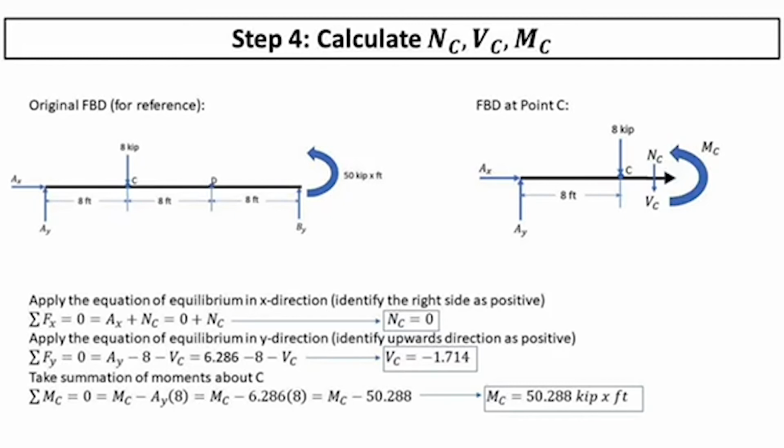So in order to do that, we'll kind of do the same thing that we did with the A forces. So we'll apply that equation of equilibrium in the x direction. So that shows that the NC is actually 0 because all the forces have to equal 0, and Ax is 0. So basically here we're just kind of applying some algebra to figure out the forces. We do the same thing in the y direction to figure out VC, and then we'll do the summation of moments about C and set that equal to 0 in order to find MC.